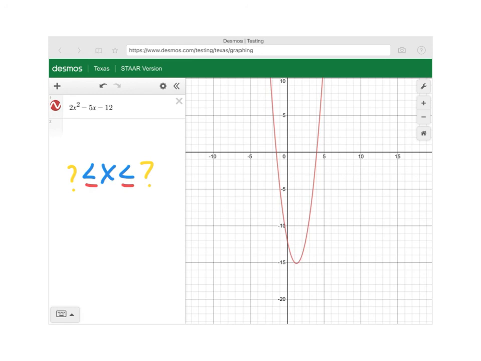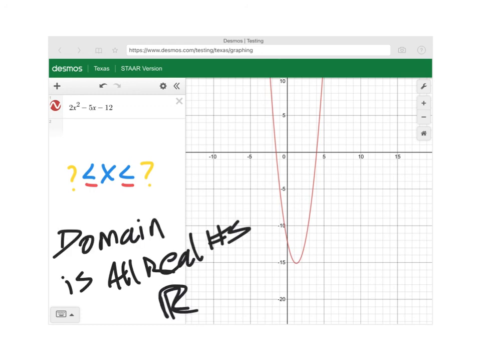So we'll write domain is all real numbers. And then remember, sometimes they have that symbol that looks like an R that stands for all real numbers.